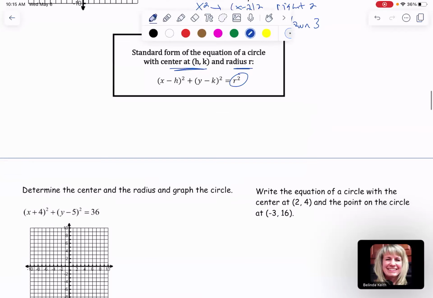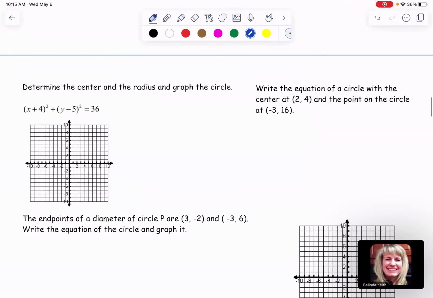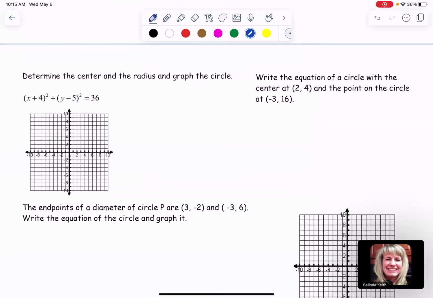So let's do some examples. In this case here, I'm going to rewrite the formula real quick. X minus h squared plus y minus k squared equals the radius squared. So it's x minus whatever the x value is of your center. So we've got a plus 4 right here. It's always opposite sign. So I know my center has an x value of -4. The y value, it's y minus 5. So my y value for my center is 5.